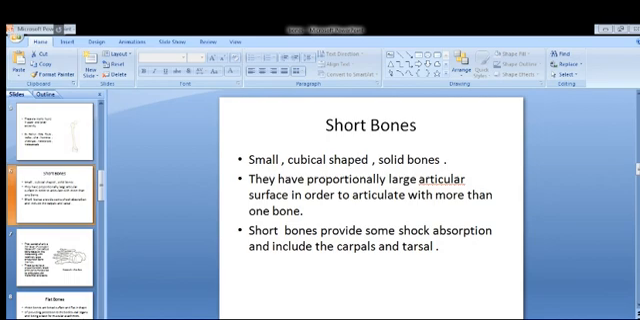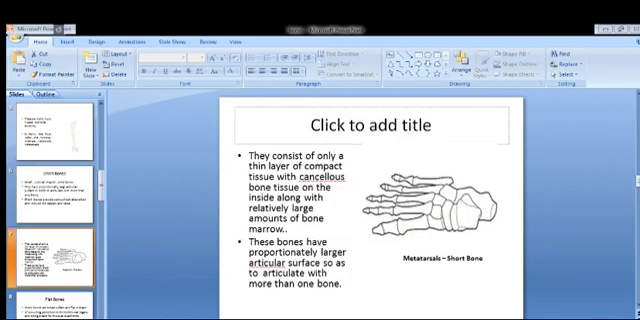uh, yes, Hari, you just read it. Hari. Okay. They consist of only a thin layer of compact tissue with cancellous bone tissues on the inside, along with the large amount of bone marrow.